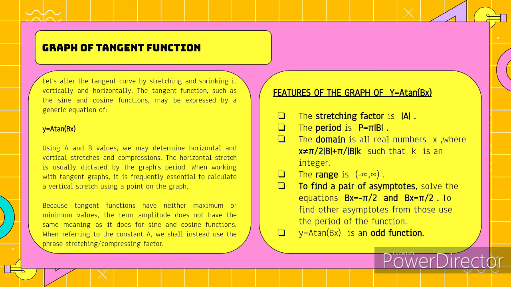To find a pair of asymptotes, solve the equations bx is equal to negative pi over 2 and bx is equal to pi over 2. To find other asymptotes, from those choose the period of the function. Y is equal to a tan bx is an odd function.